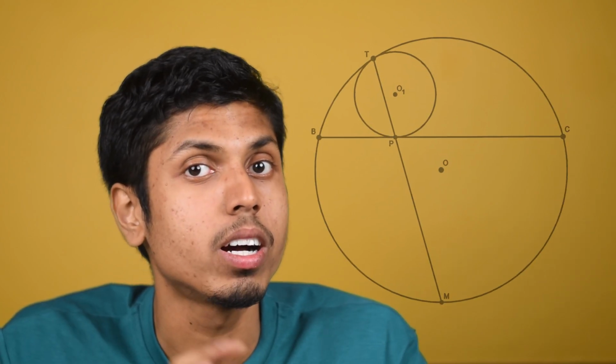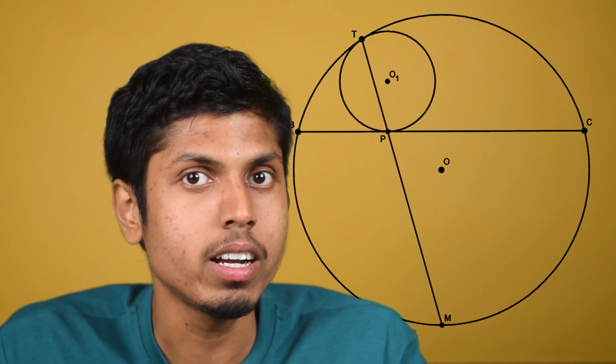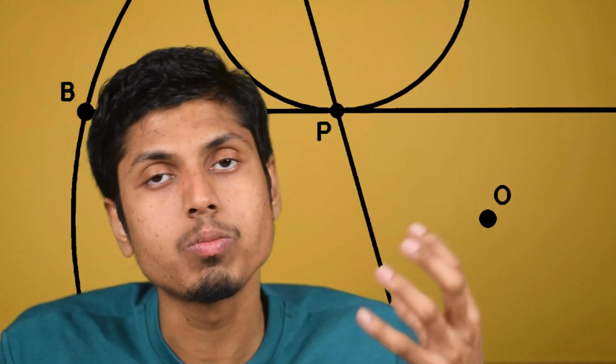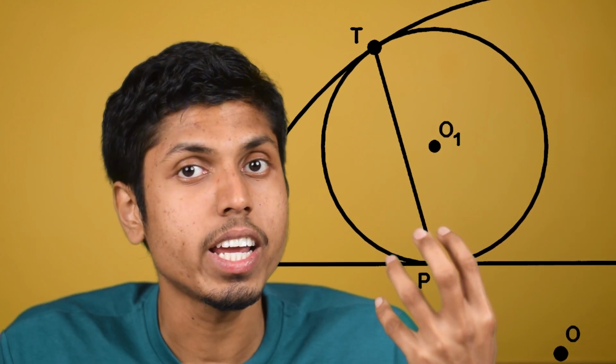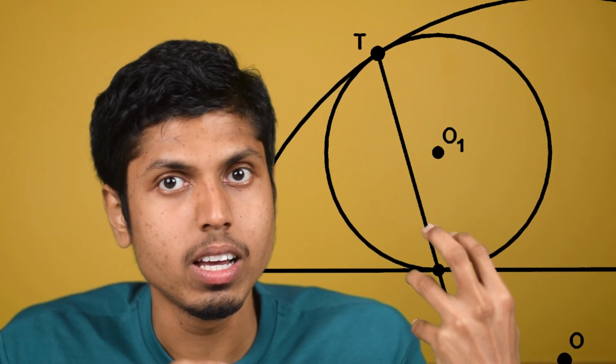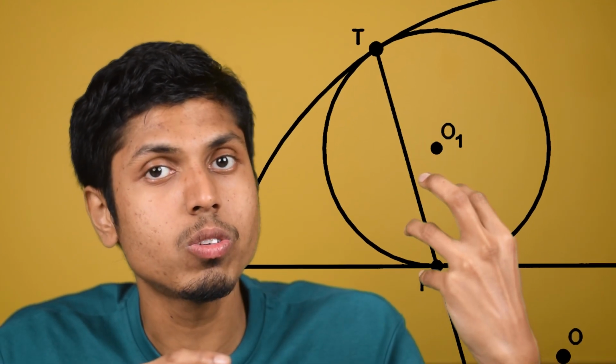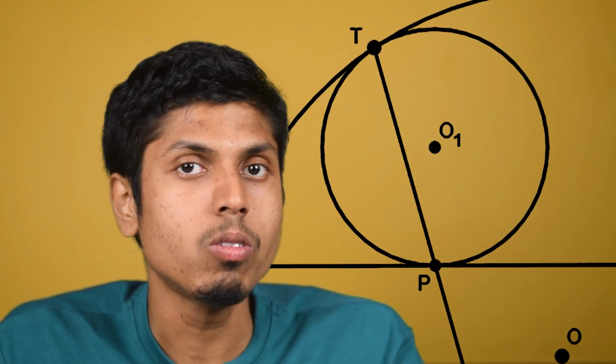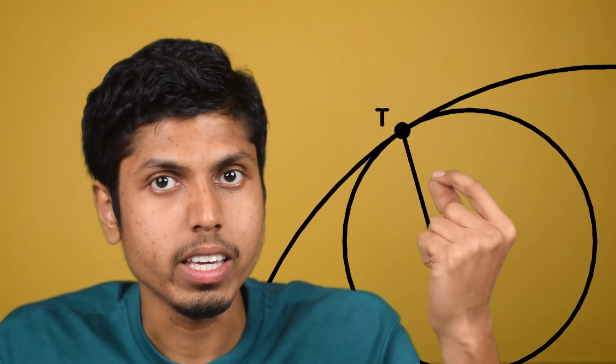Here you have a bigger circle and a chord BC of the circle. The center of the circle is O. You have another smaller circle which is tangent internally to the bigger circle and also tangent to the chord BC at P. Now it's tangent to the bigger circle at T.